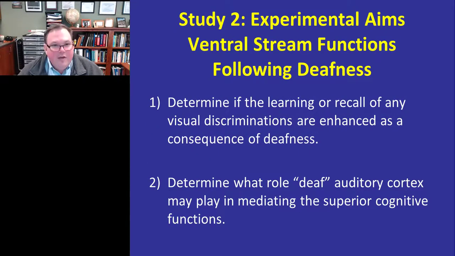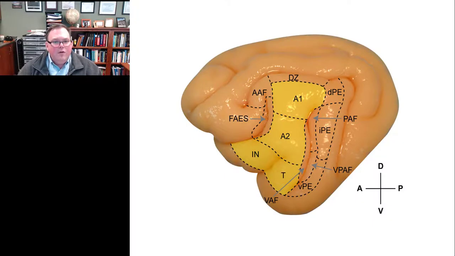In the second group of studies, we want to look at ventral stream functions following deafness. So these functions are going to be slightly more cognitive in nature. In this case, we want to determine if the learning or recall of any visual discriminations are enhanced as a consequence of deafness, and then once again determine what role deaf auditory cortex may play in mediating superior cognitive functions. To do this, we're going to look at a different set of four areas.